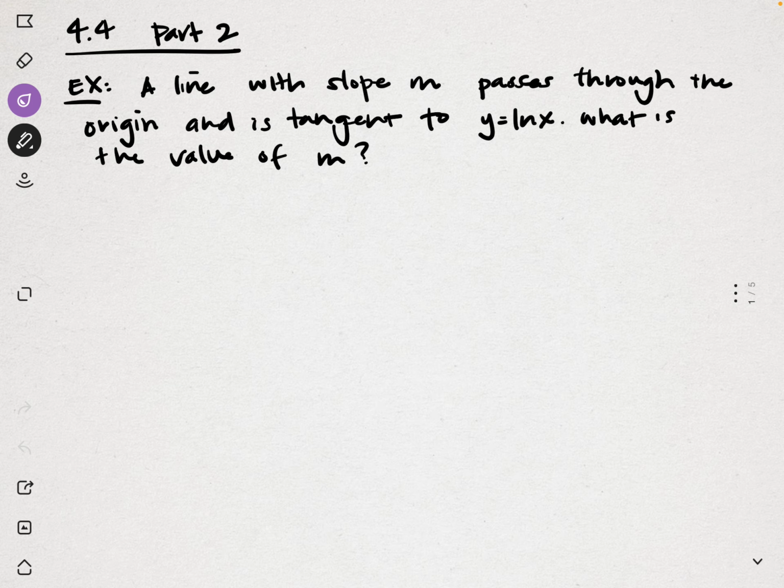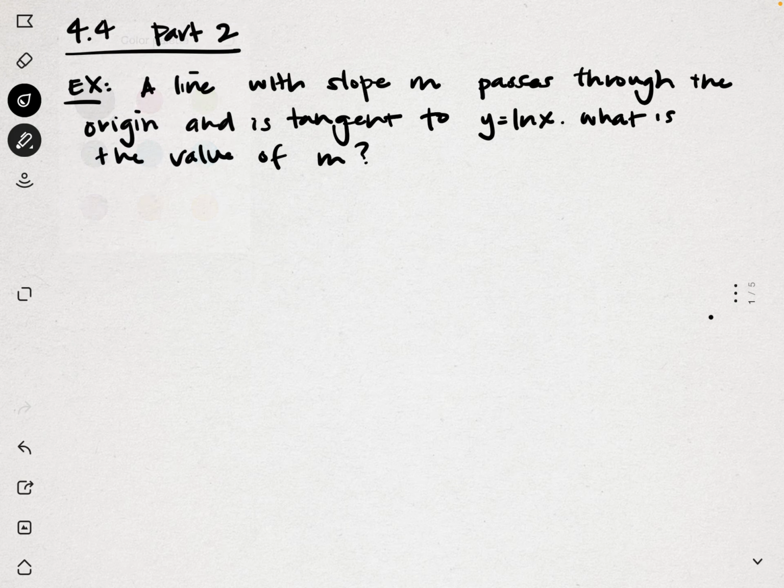So the first thing it's asking us to do, and this is kind of weird, but I want to throw it out there to you because it's good to break down problems, especially ones that are more difficult to figure out. There's a lot of things going on here. It says a line with slope m passes through the origin and is tangent to y equals ln x. What is the value of m?